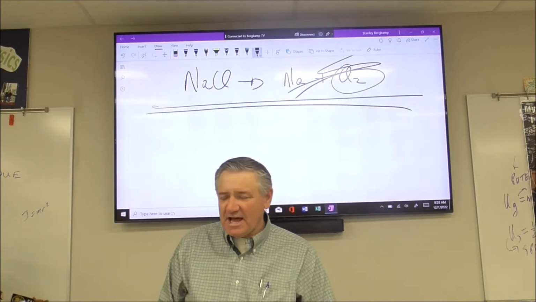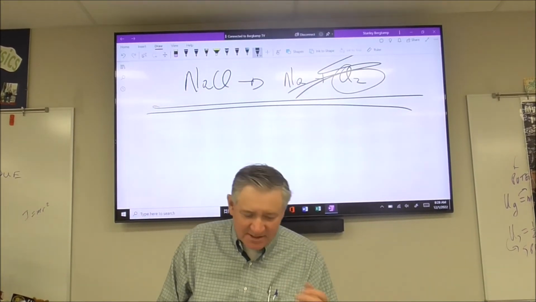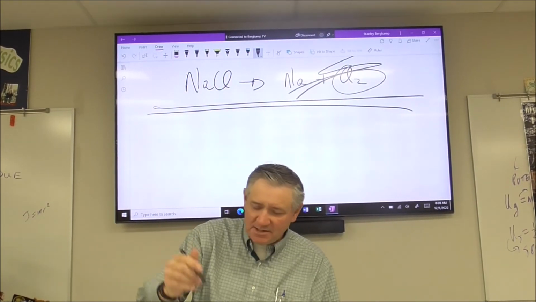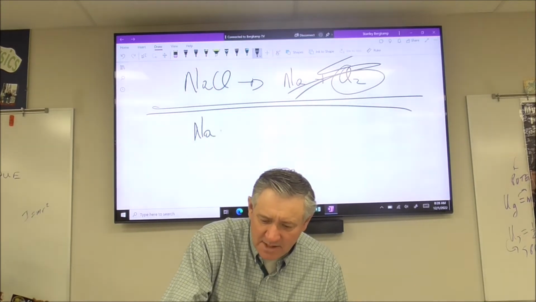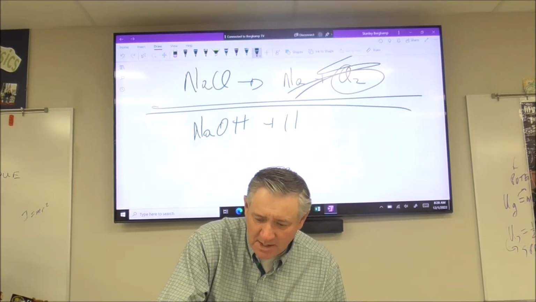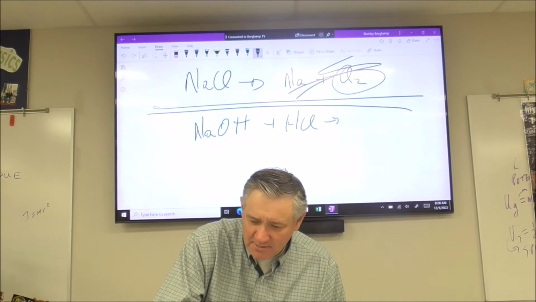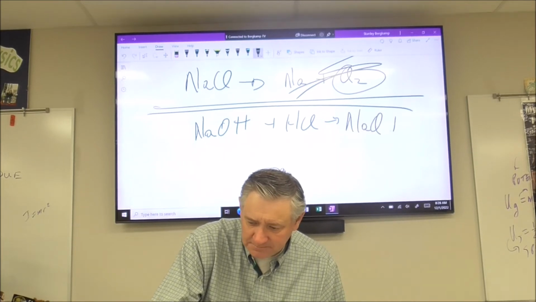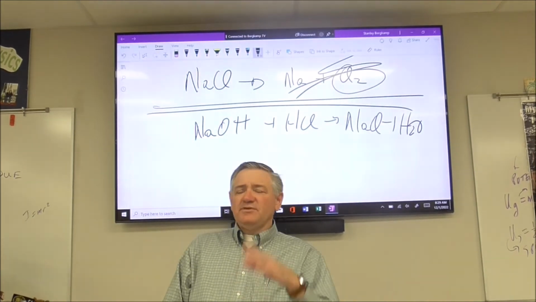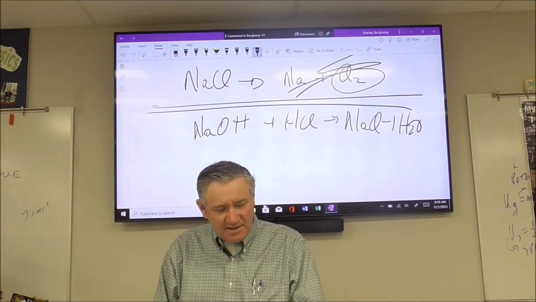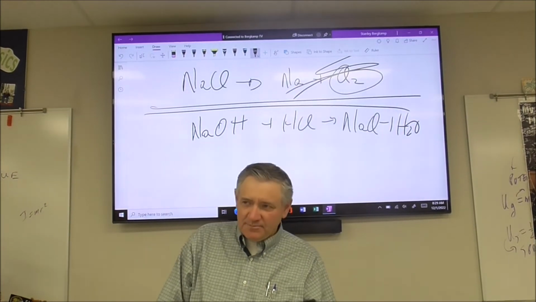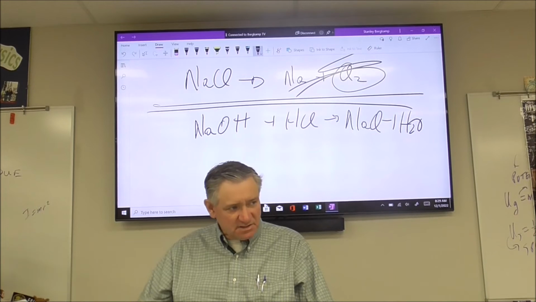So this is a classic what we call a neutralization reaction. You're neutralizing an acid and a base. So you have sodium hydroxide and hydrochloric acid, and you get salt water. Okay? So out of a neutralization of an acid and a base, you get 2 products. You get water and you get a salt.